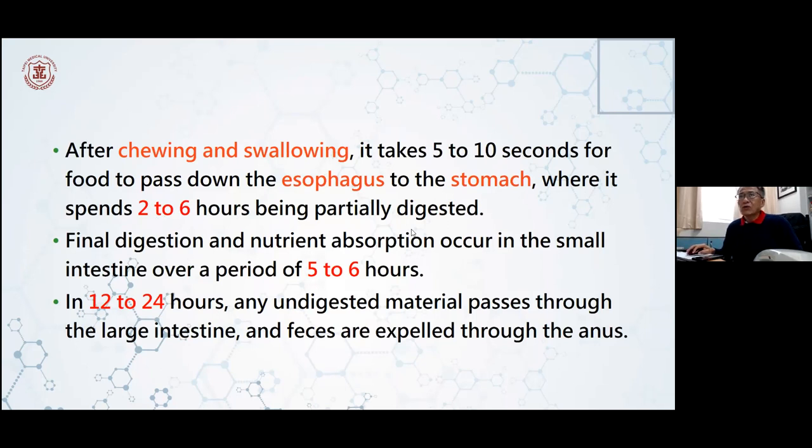And the final digestion will occur in the small intestine. So the small intestine is an important organ for the digestion. In the small intestine, the foods will take around 5 to 6 hours. And about 12 to 24 hours later, the undigested material will pass through the large intestine, and the feces are expelled through the anus. Okay, so this is the process and the time. It's not so accurate, but it takes 2 to 6 hours in the stomach, 5 to 6 in the small intestine, and 12 to 24 hours until the undigested material is expelled through the anus.